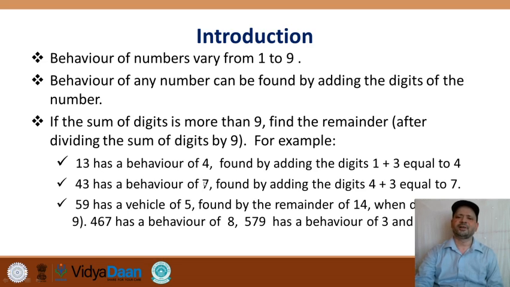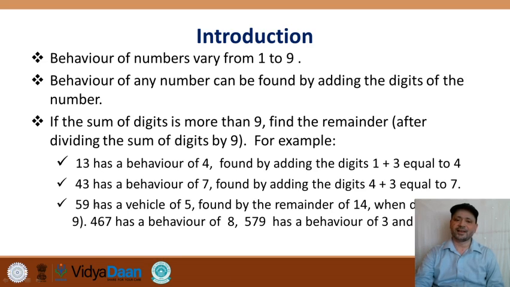But many a times it may so happen that the behavior becomes more than 9. So normally, when the sum of the digits is more than 9, you again divide it by 9, and whatever is the remainder, that will be the behavior. In fact, that behavior repeats. So you go from 1 to 9, 10 is 1, 11 is 2, so it has a period of 9. So after every 9 it repeats.